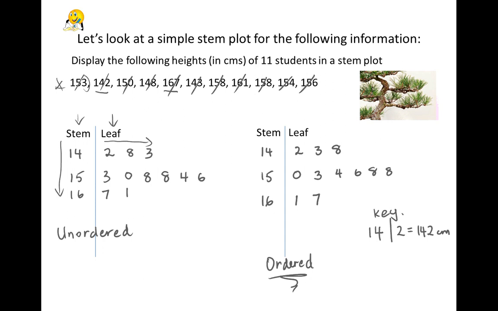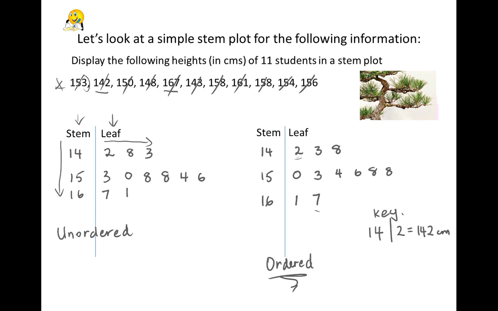Alright, once I've completed that, have a quick look, and I've got everything listed there. Note, every piece of data has been included, nothing's been left out. They're all in order from smallest to biggest. I could quickly notice what the range is by seeing the smallest value, 142, and the biggest value, 167. I could even count through and work out which one is the middle or the median value.